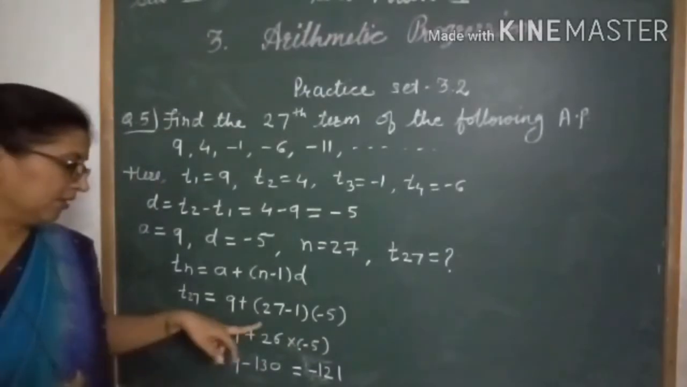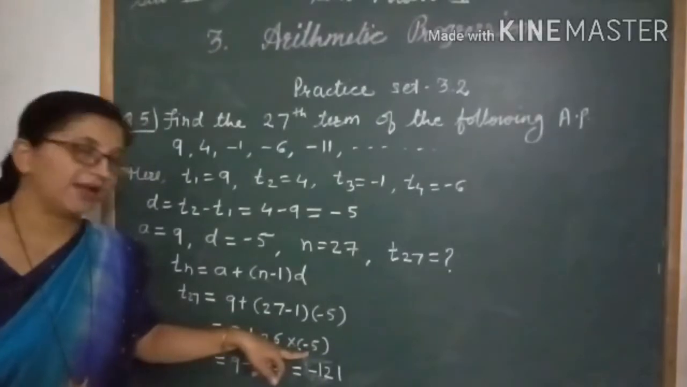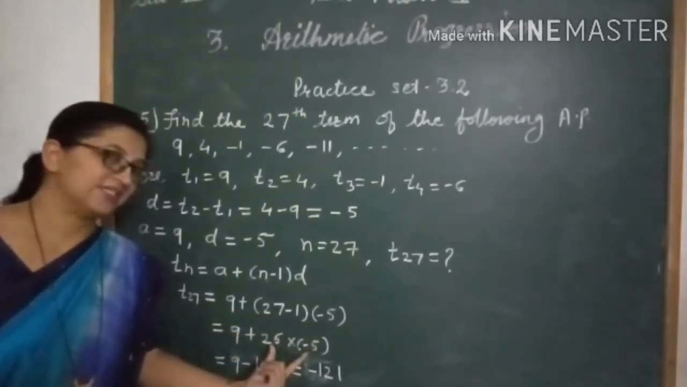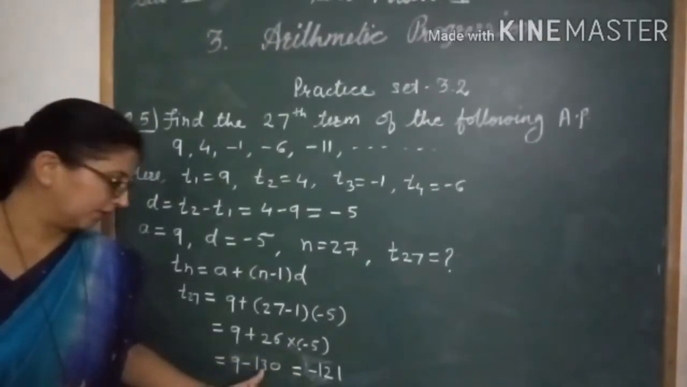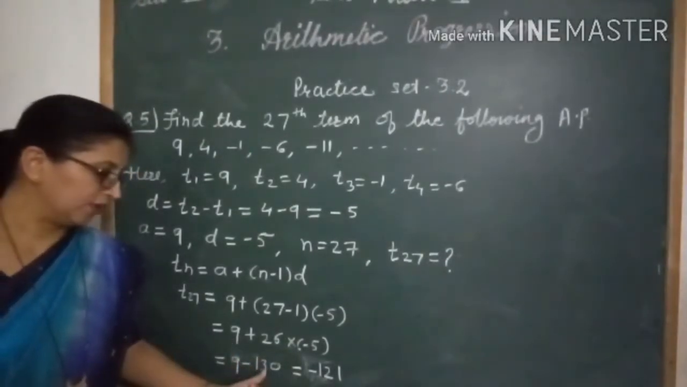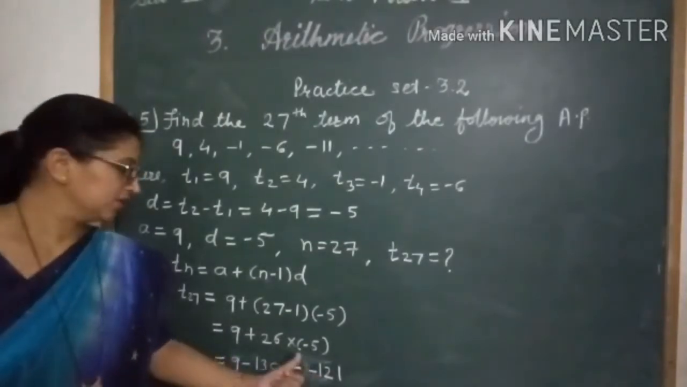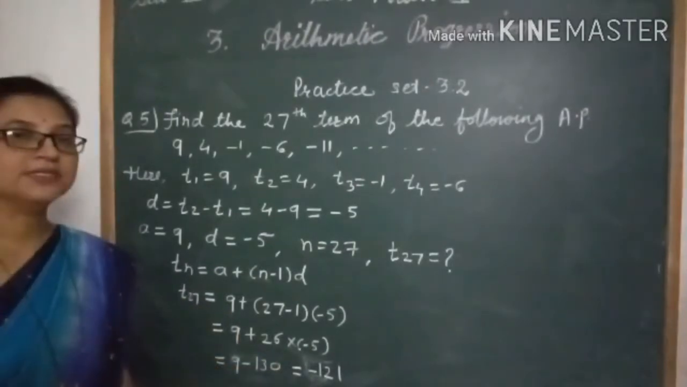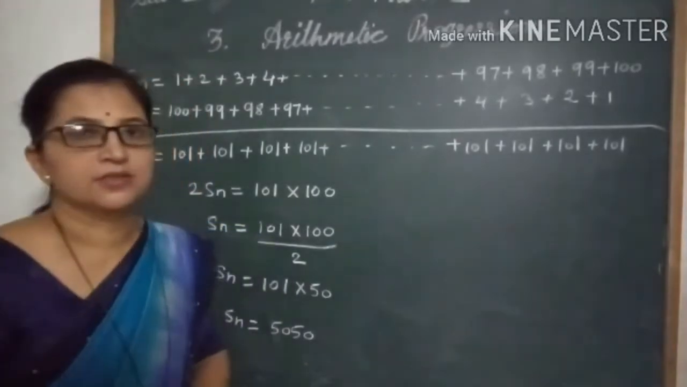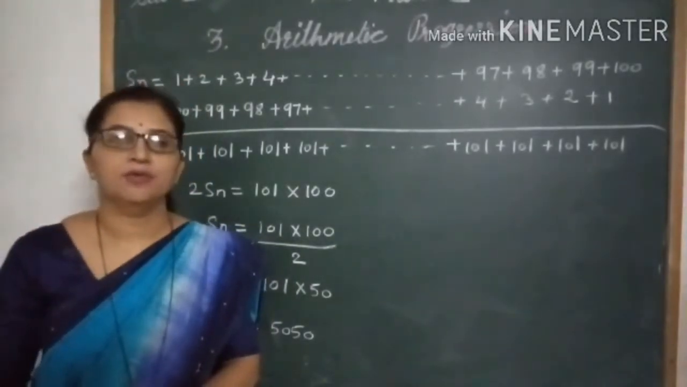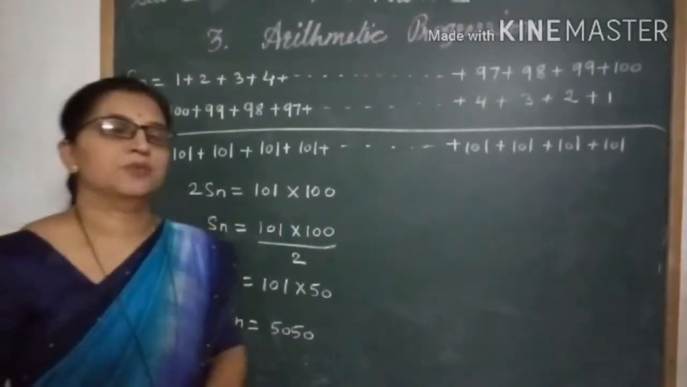Then 9 plus, in a bracket, 27 minus 1, that is 26, multiplied by negative 5. We know that the product of different signs is negative. So here 26 5s are 130. So 9 minus 130 is negative 121, with the sign of the bigger number. So in this way the 27th term is negative 121. Okay friends, so after this we have studied how to find any term of an AP. Let's come to the next one.